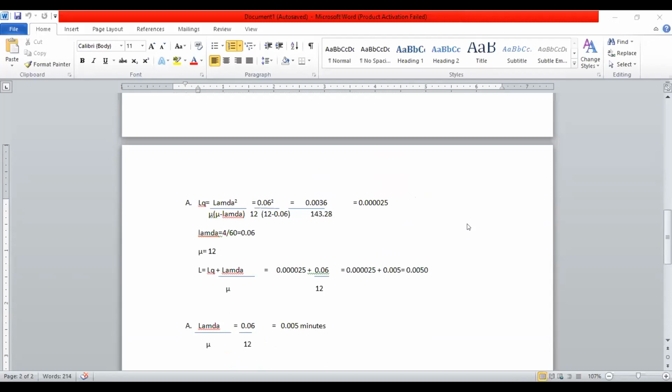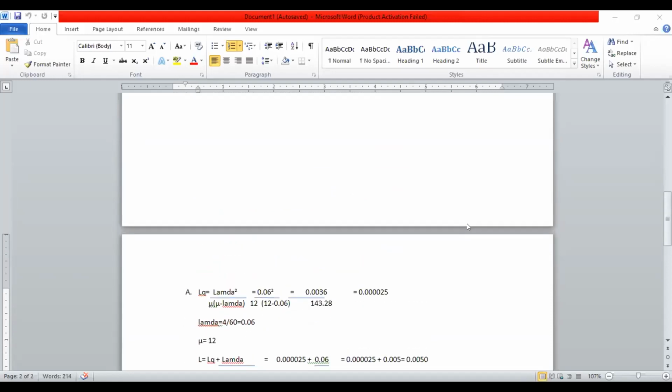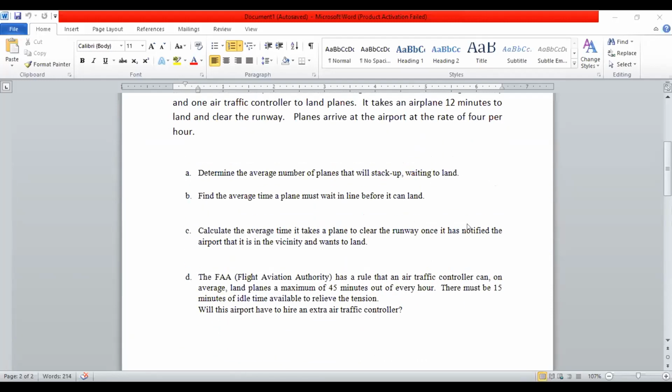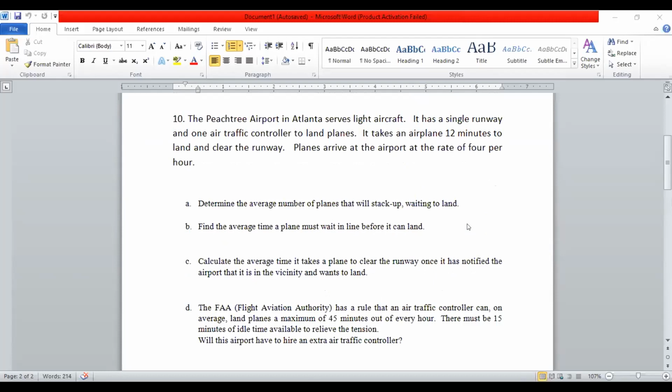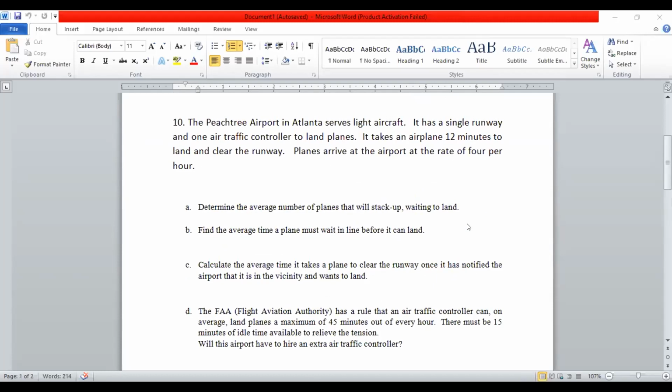Okay, so this is what I did. Go back up a little bit for me. All right, stop right there. It takes an airplane, on a single runway, 12 minutes to land and clear. Planes arrive at the airport at the rate of 4 per hour. So 12 minutes to land.